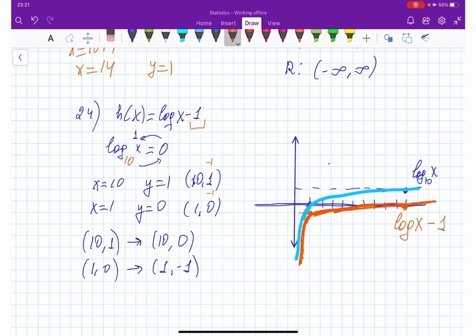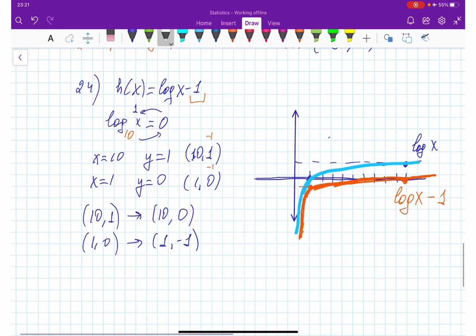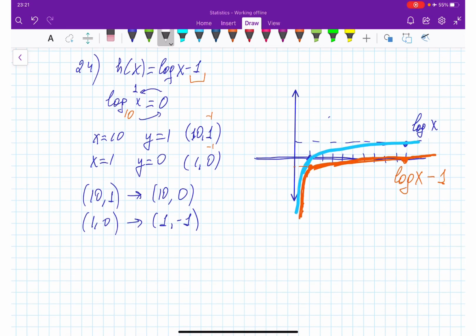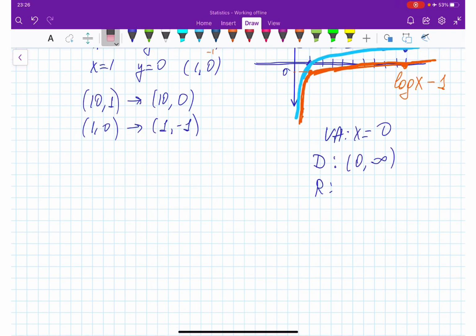Minus 1 is a change of y. Let me take off this 10 because we don't put 10. So log x means base 10. All right? So what do we have here? Vertical asymptote is going to be x equal 0. Domain is going to be from 0, right? Because running from 0 to infinity. And range is going to be from negative infinity to positive infinity.